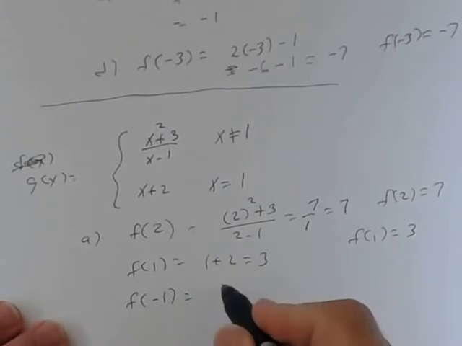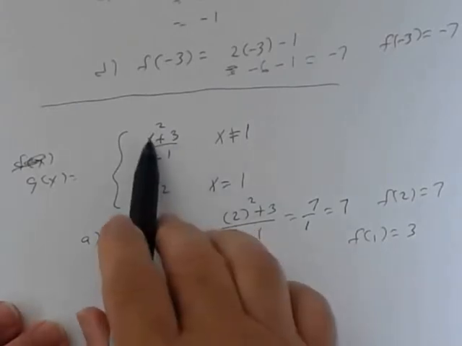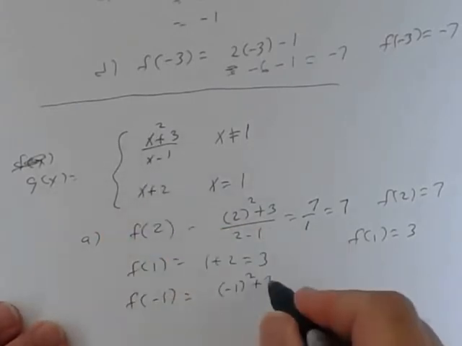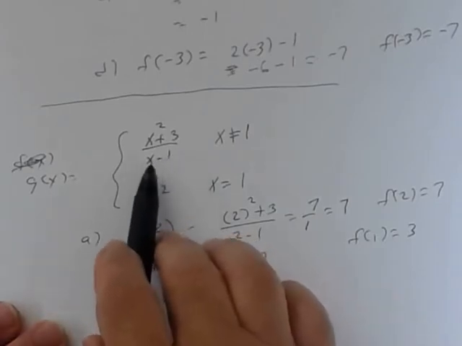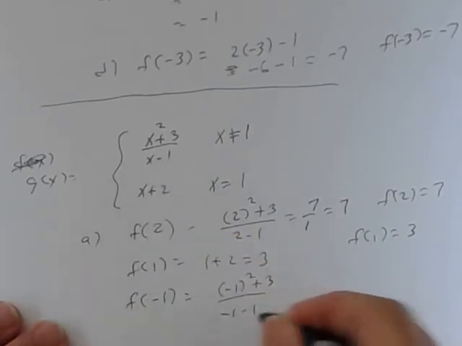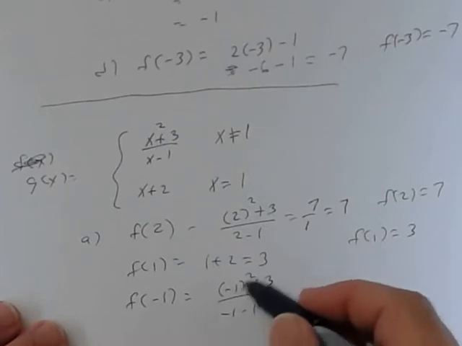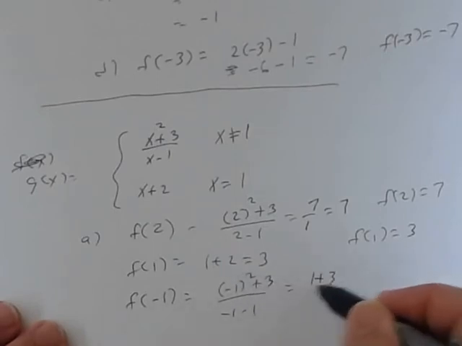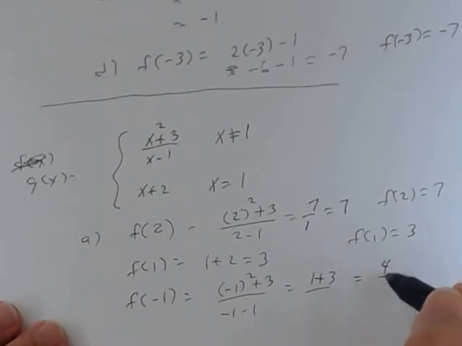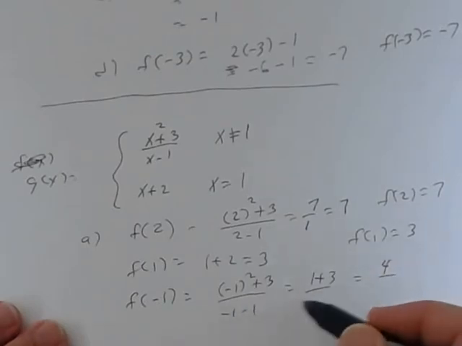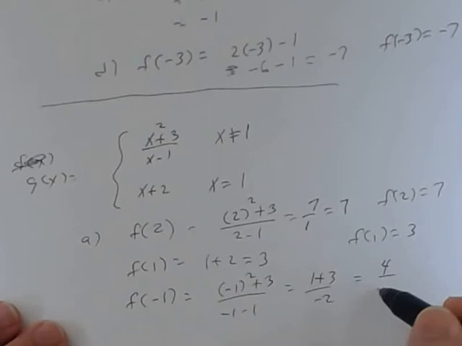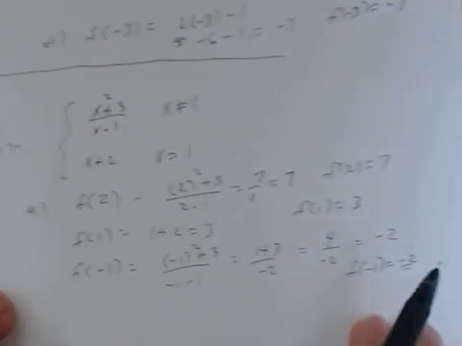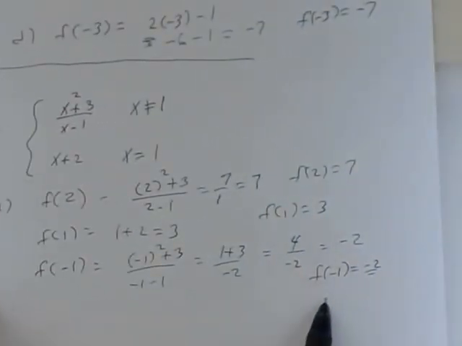So I'm going to get negative 1 squared, x squared plus 3, divided by x minus 1. X is negative 1 minus 1. Order of operation, what's the negative 1 times itself? So 1 plus 3 is going to be what in the numerator? 4. What's the negative 1 and negative 1? So what's 4 divided by negative 2? So what is f of negative 1? Negative 2. All right, so f of negative 1 is negative 2.